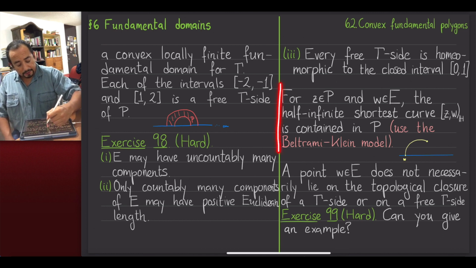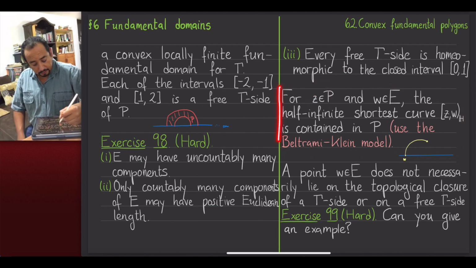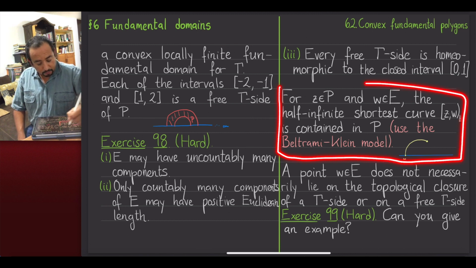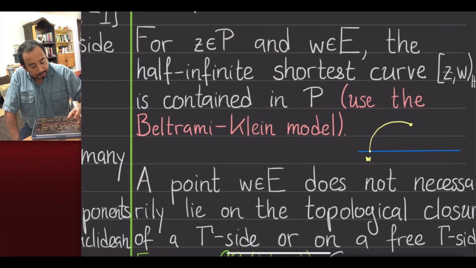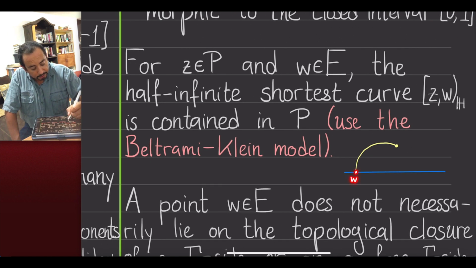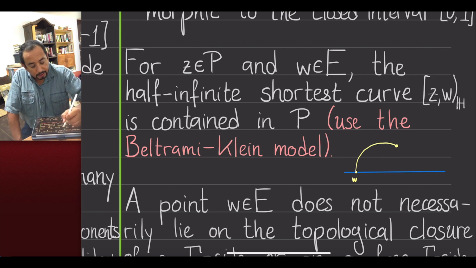Okay, and now I have this nice property, which is that if I have an element of P and an element of E, just like in this picture, here this would be the element W of E, and this would be the element Z. Then this whole half geodesic, which of course doesn't contain W, is entirely contained in P. So not only can one approximate W with points in P, but actually one can approximate it along this whole half geodesic. These are points in P with which you can approximate the point W.